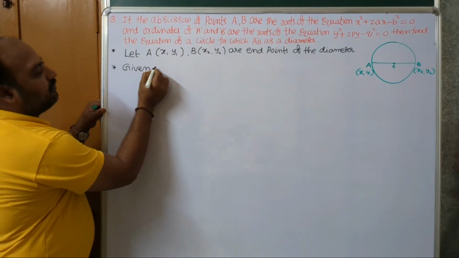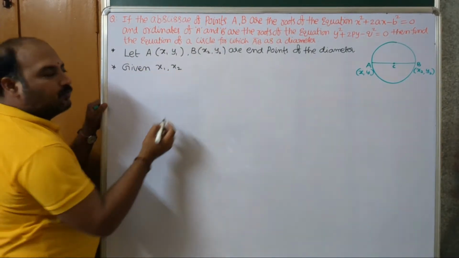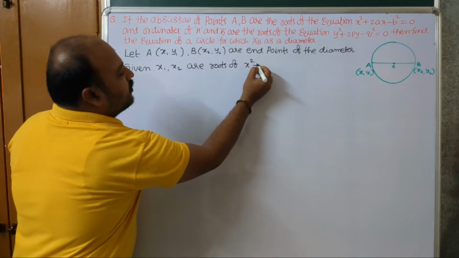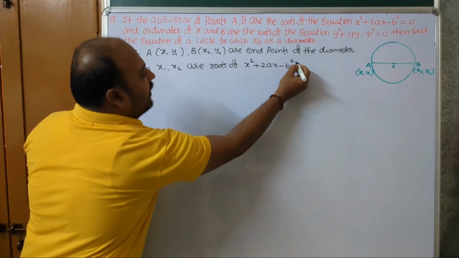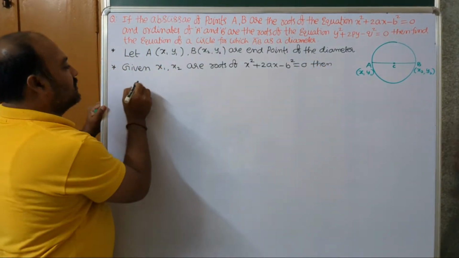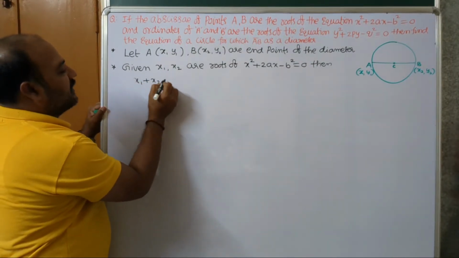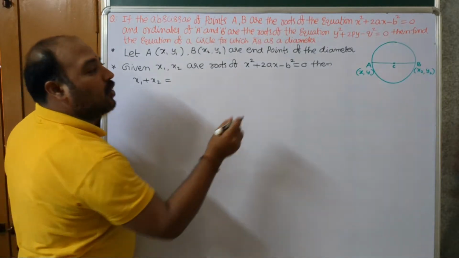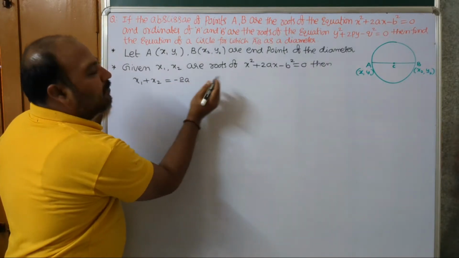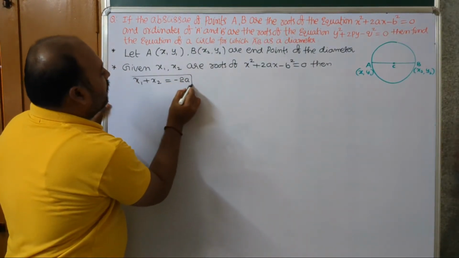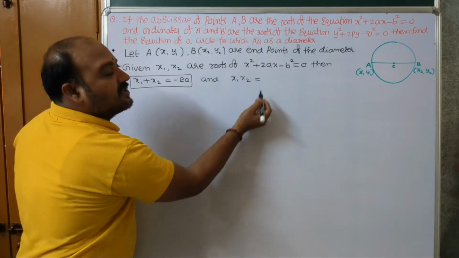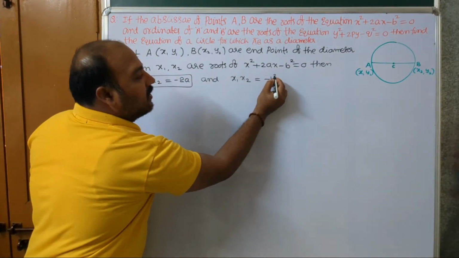Given x1, x2 are roots of x square plus 2ax minus b square equal to 0, then the sum of the roots and product of the roots. Then x1 plus x2, the sum of the roots, is minus b by a in quadratic equations. In place of b, the value is 2a. So minus 2a by a, the value is minus 2a here. Next, the product of the roots x1 x2 is c by a, the c value is minus b square, a value 1.